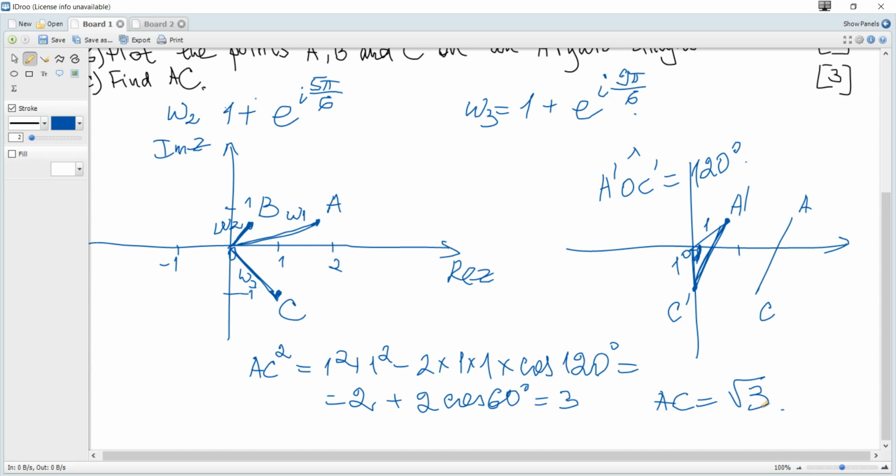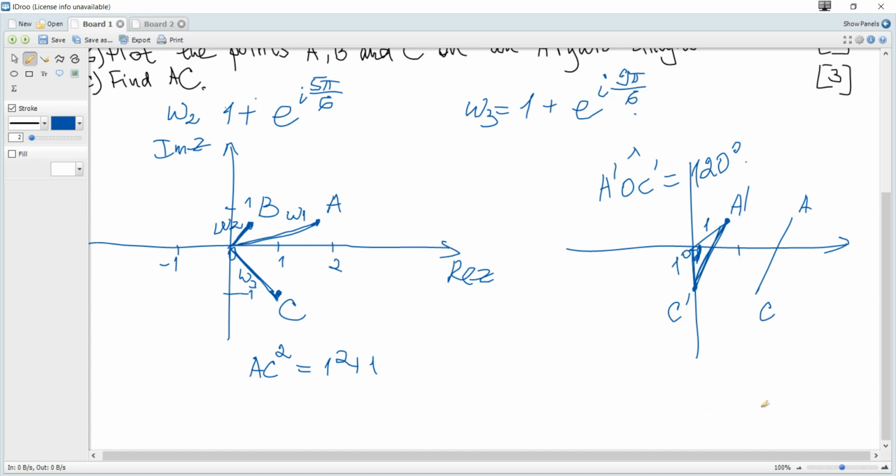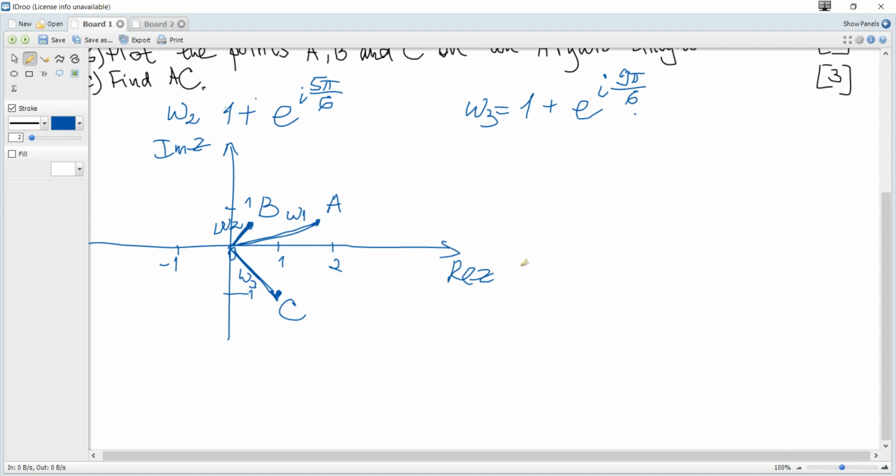And another way is the next. Distance AC can be found in the next way. Complex numbers on the diagram are similar to vectors, and AC is like a distance over vector AC, and its distance is omega 3 minus omega 1 or omega 1 minus omega 3, it doesn't matter, and we need modulus of these complex numbers.